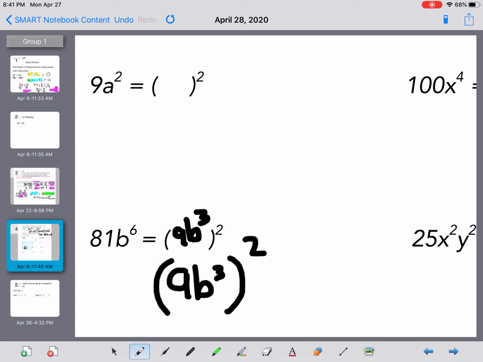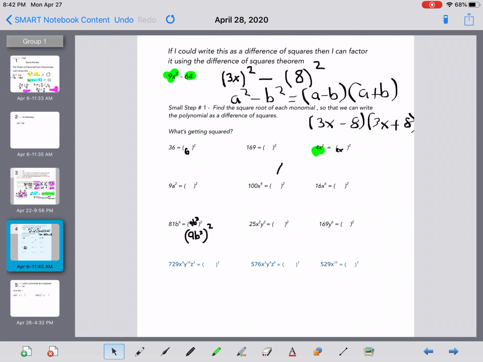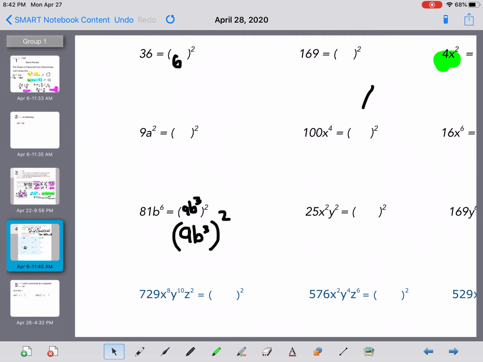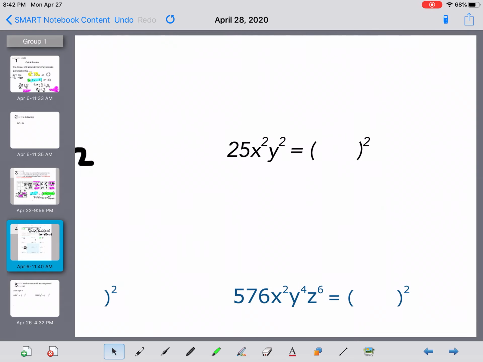So today, that's the first step of this. That's the first step of using this difference of squares theorem to write a difference of squares in factored form. So I want you practicing this today. So in your problem set, I'm going to give you some monomials, and then I want you just to write them as a squared number. So let's try one more, maybe one that's a little more difficult.